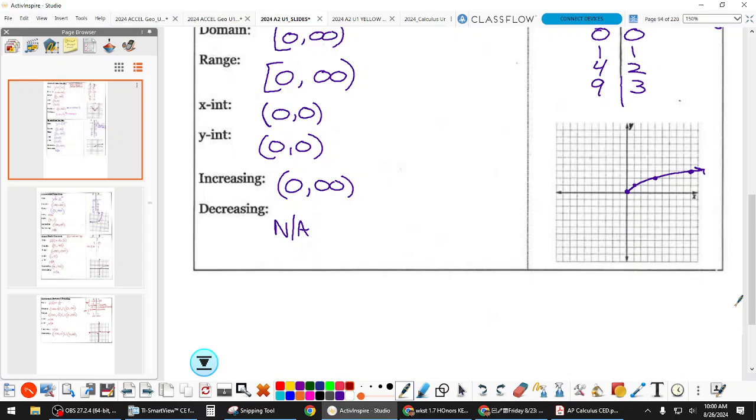But here's what I want you to do with this, please. Number one, this is your study aid for domain, range, and intercepts and stuff. Okay? So put this in the front of your notebook, and I want you to look at it often as a parent function guide.